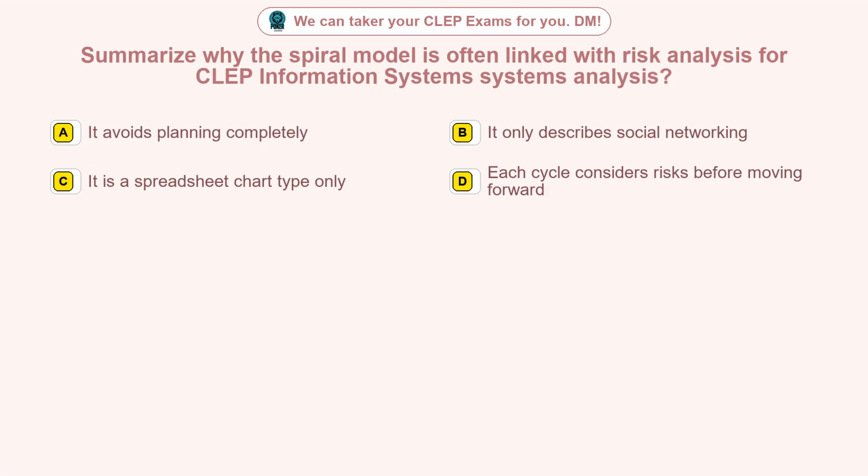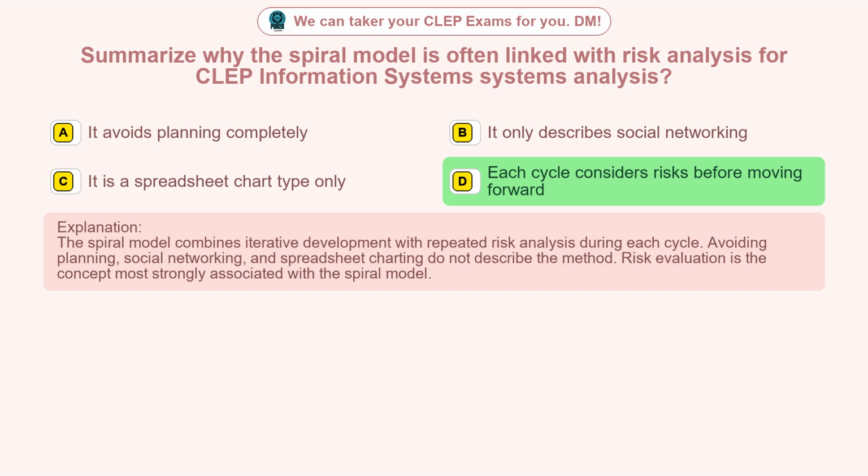Question 71. Summarize why the spiral model is often linked with risk analysis for CLEP Information Systems analysis. Option A, it avoids planning completely. Option B, it only describes social networking. Option C, it is a spreadsheet chart type only. Option D, each cycle considers risks before moving forward. The correct answer is option D, each cycle considers risks before moving forward.